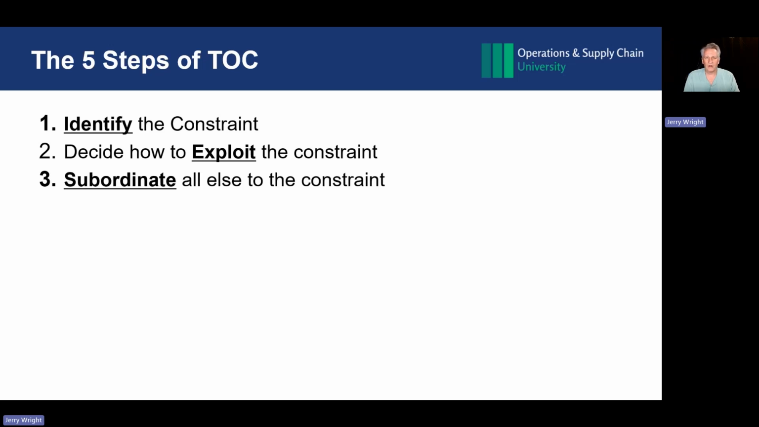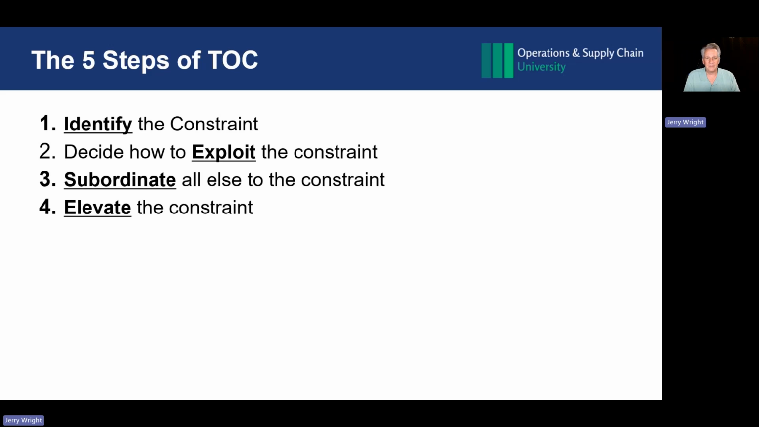3, then subordinate all else to the constraint. And the example with that is don't run a machine full speed if it makes extra work in process and the constraint can't use it, it doesn't make any sense. Make sure everything is marching to the drum beat or the pace of the constraint in your system. Otherwise, if someone goes faster, they'll just keep waiting longer.